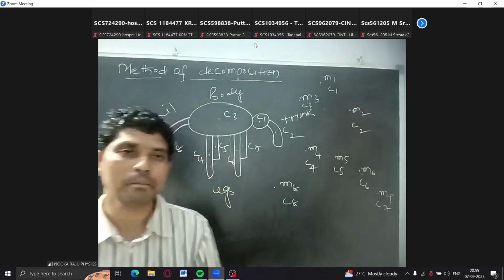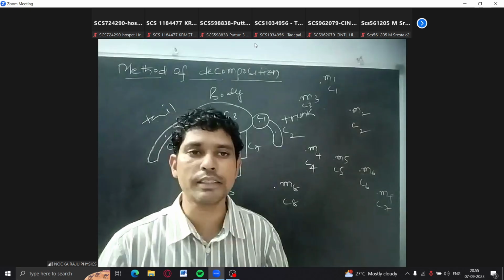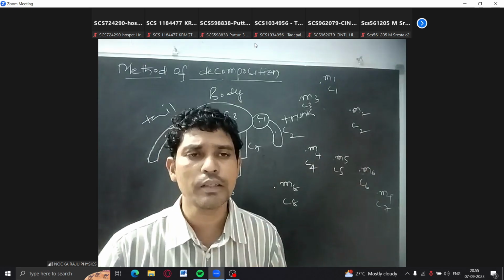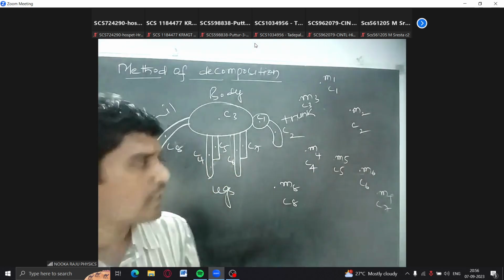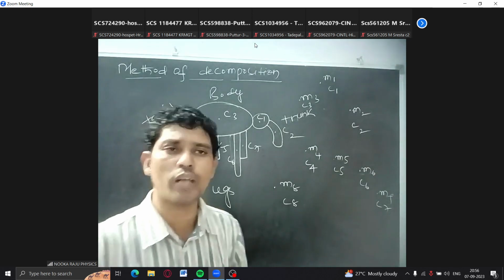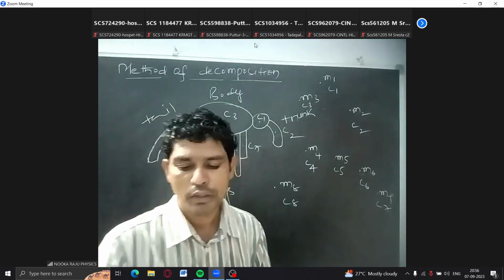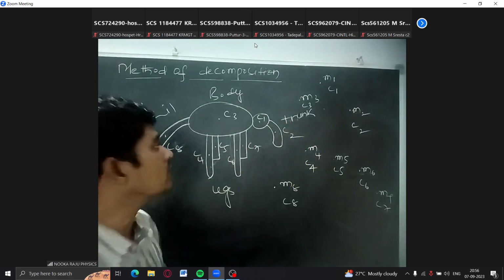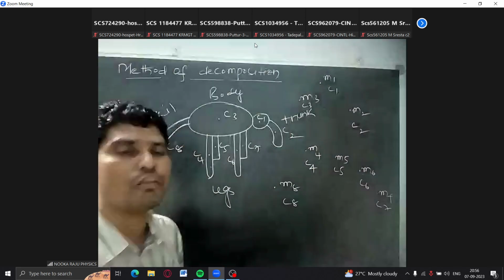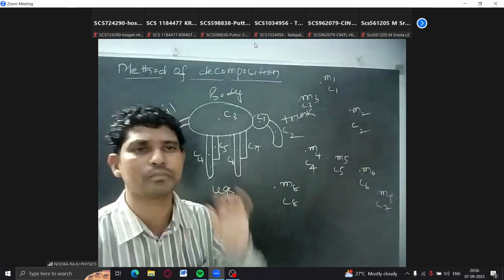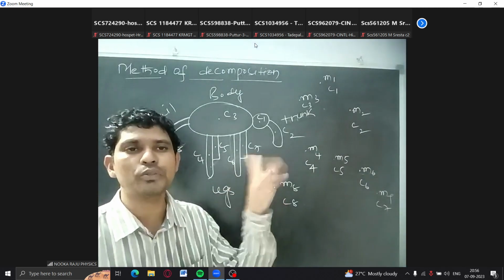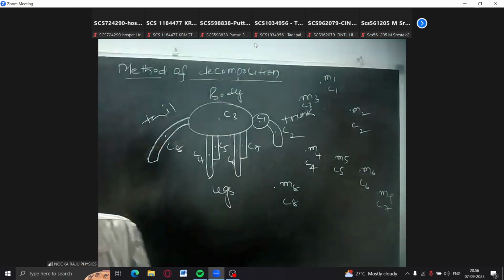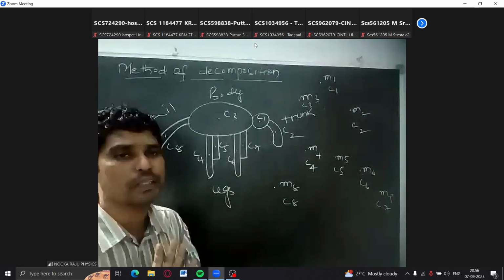What is the formula for the discrete particle center of mass? M1x1 plus M2x2 plus M3x3 and so on, up to Mnxn. We are going to utilize that formula, and we can calculate the center of mass of the total body, the total system. So this is the approach to calculate the center of mass of any body by using the decomposition method.